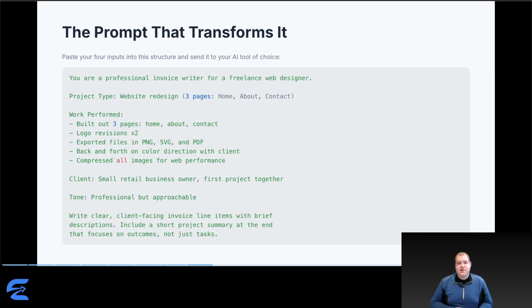The closing instruction is where a lot of the output quality comes from. Write client-facing line items with brief descriptions and include a short project summary focused on client outcomes, not just tasks completed. That last distinction, outcomes, not tasks, is what separates an invoice that builds confidence from one that just documents what happened. It's worth including in your prompt every single time.